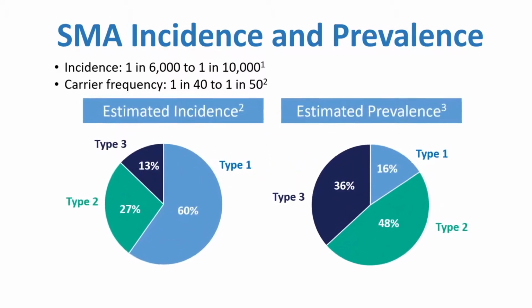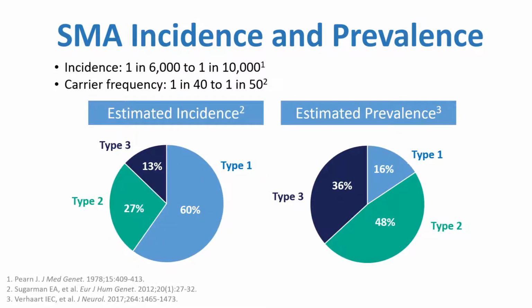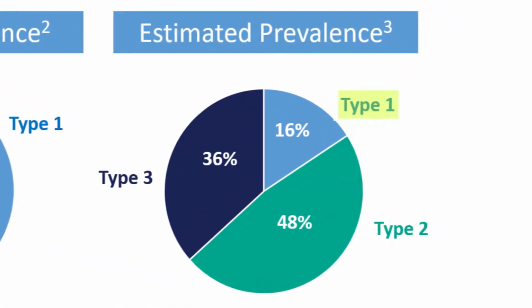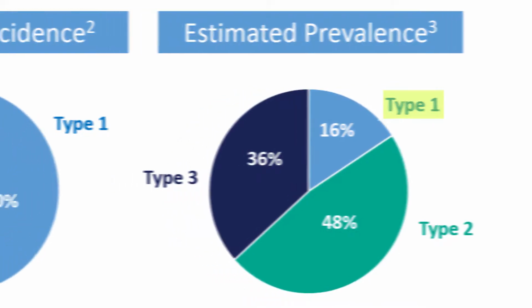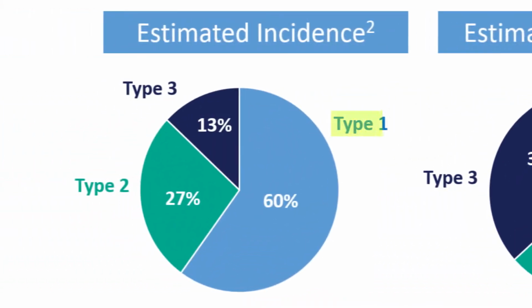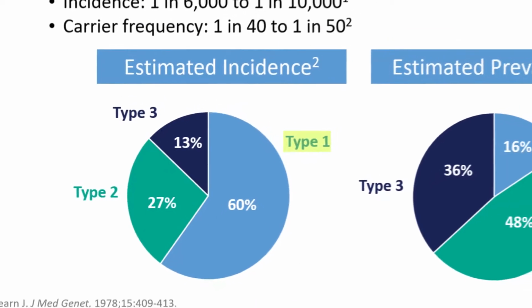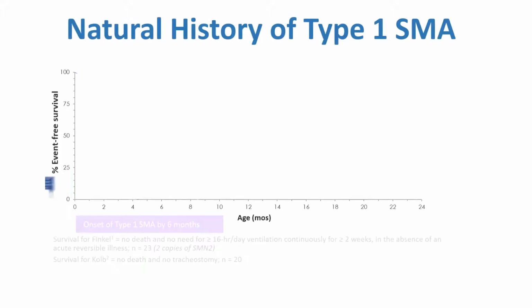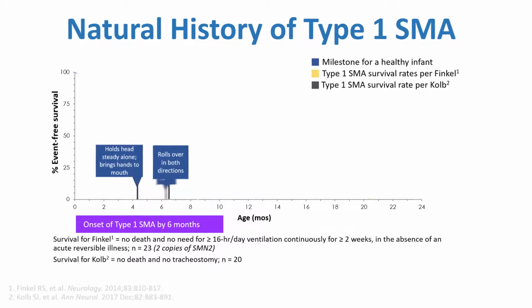And this is also a graph that illustrates the relative prevalence, at least historical prevalence. And you can see that type 1 patients are much less prevalent than type 2 and type 3, but it has the highest incidence. And this accounts for the difference in the mortality of type 1 patients versus type 2 and type 3 patients.